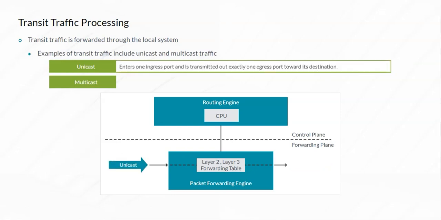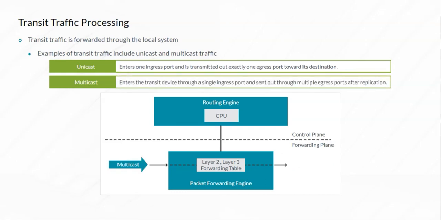Unicast transit traffic enters one ingress port and is transmitted out exactly one egress port toward its destination. Although multicast transit traffic also enters the transit device through a single ingress port, it can be replicated and sent out multiple egress ports depending on the number of multicast receivers and the network environment.